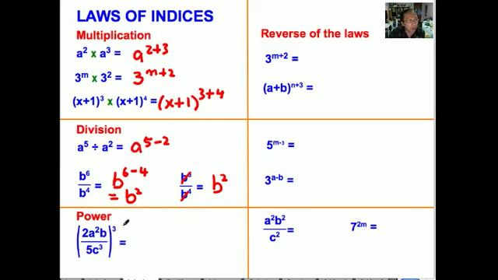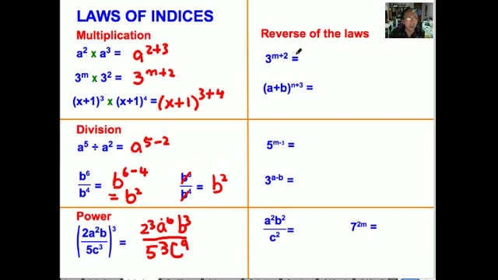For the power rule, the power outside the brackets must be applied to every term within the brackets, and we take the inner power multiplied by the outer power. Thus, we have 2 to the power of 3, a to the power of 6, b to the power of 3 over 5 to the power of 3, c to the power of 9.